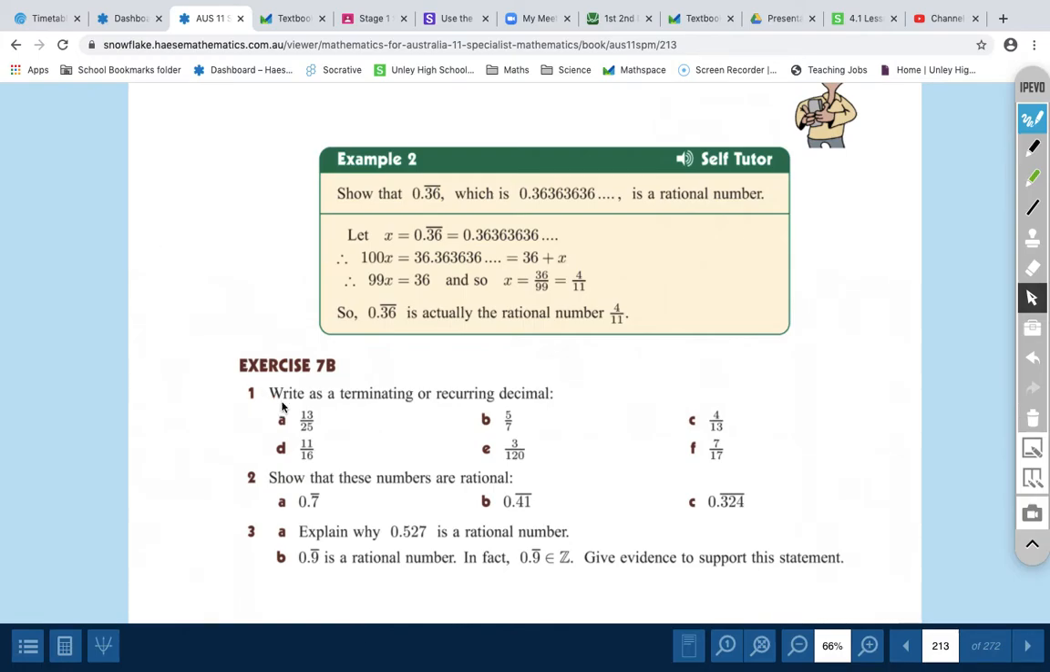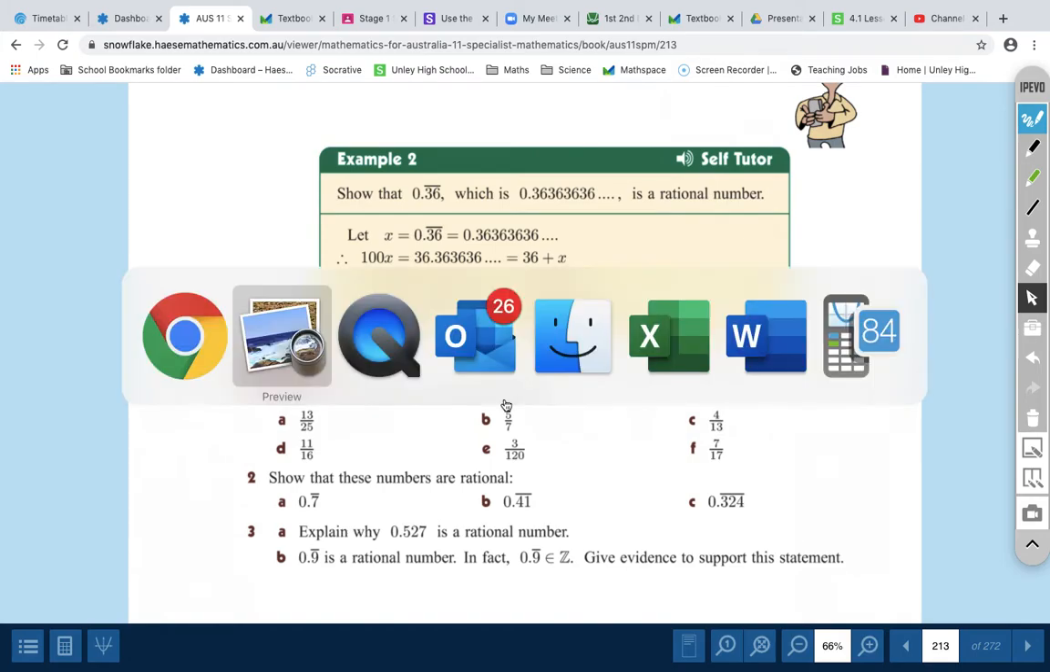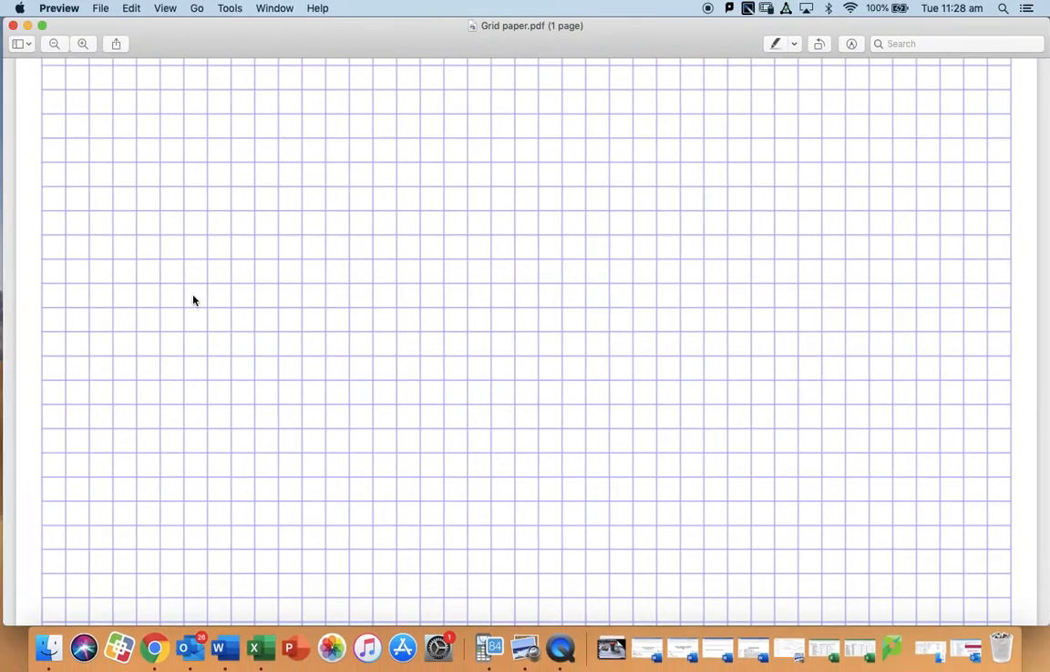I'm going to try and do this question without a calculator. We need to write as a terminating or recurring decimal. These are rational numbers. Why are they rational? Because they can be written as a fraction. So what is it? 13 on 25.